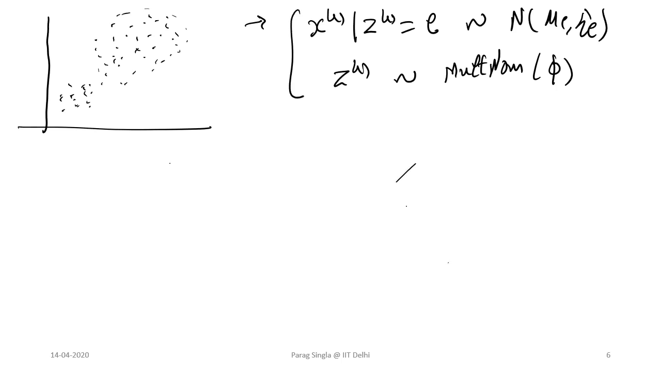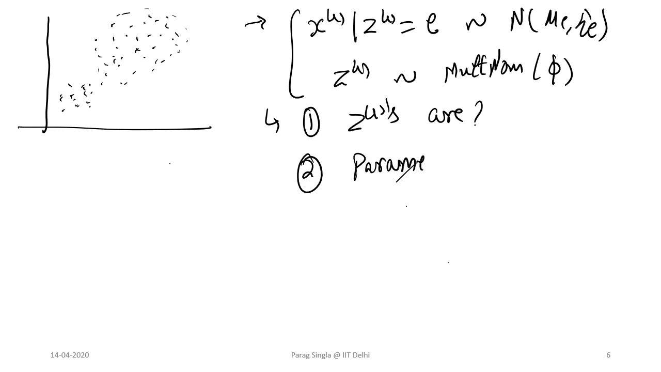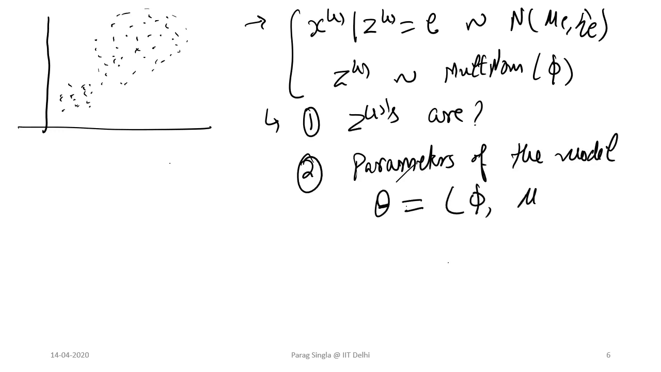And this is a two-step problem, because one, of course we don't know what zi's are. We don't know the cluster assignments, unlike in the case of GDA. But the second problem is that we don't know the parameters of the model, which essentially generate these points, which is this capital theta, which is these phi's, mu l's, and sigma l's, l equal to 1 to k.